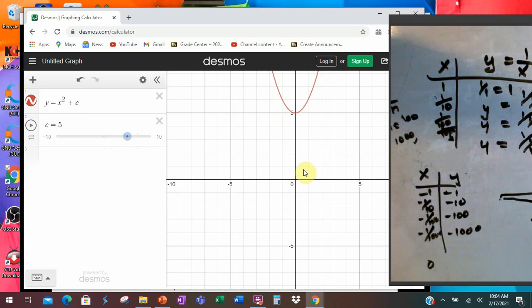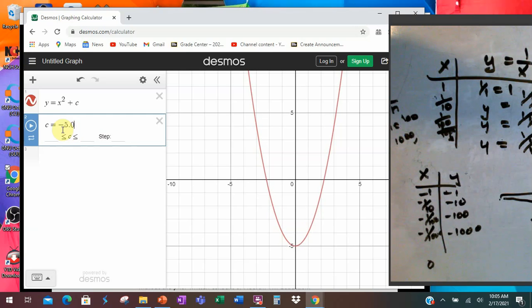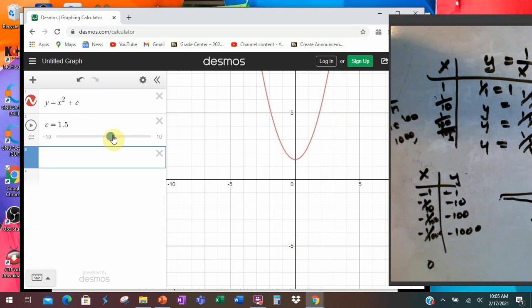If I wanted to move it down, let's go down to put it to the -5, I would just go x squared minus 5, like that. So I made this be -5. So this is x squared minus 5. So that constant is just moving it exactly up or down.